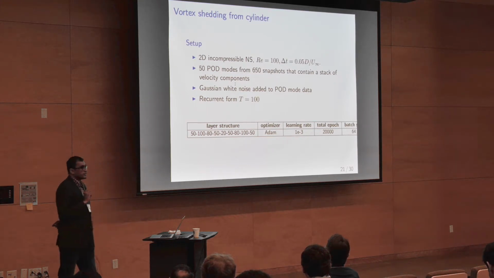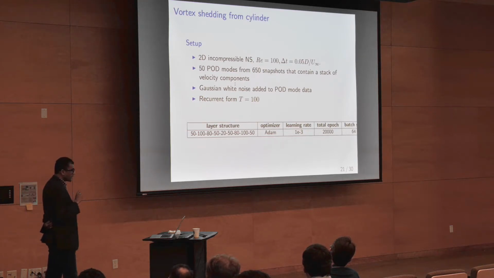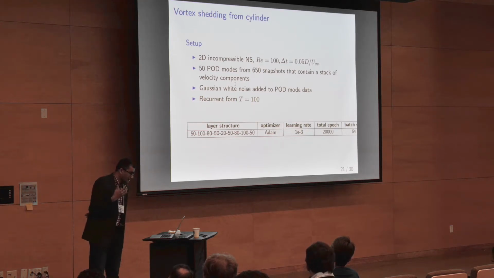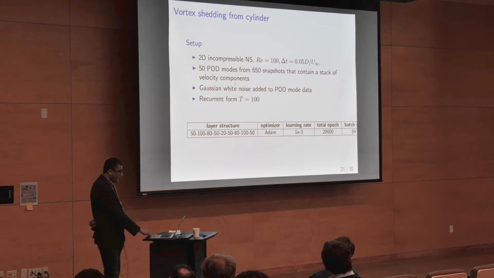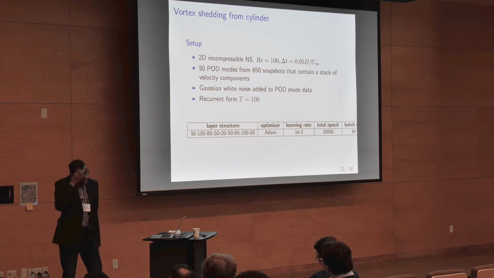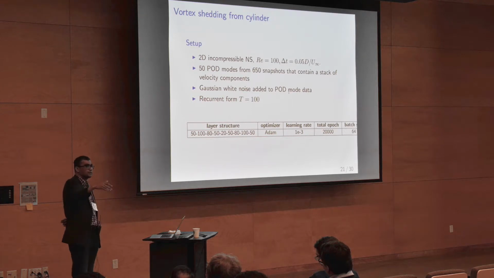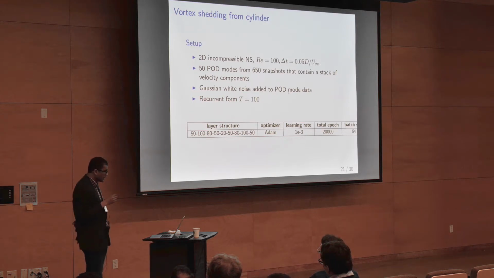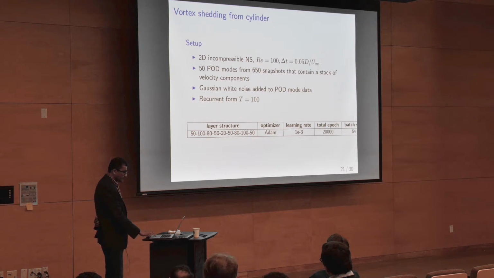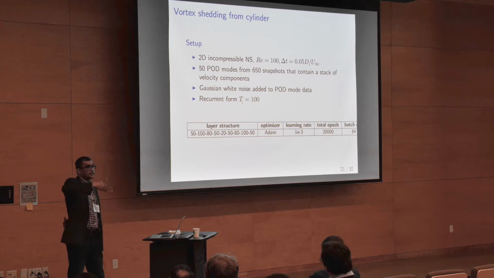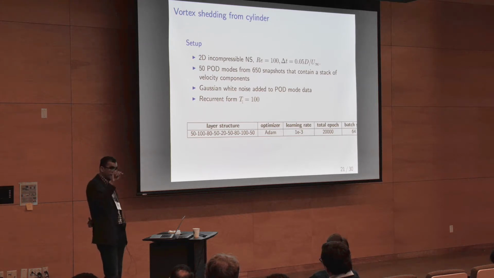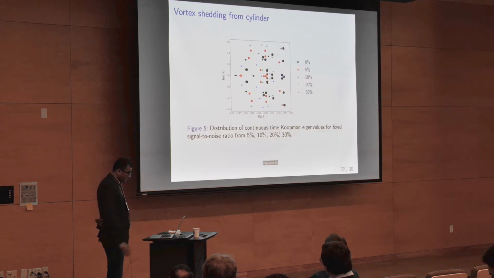Again, to make things a little more interesting and also to gauge the impact of more real-world difficulties, he added Gaussian white noise to the POD mode data. Note that he did not add white noise to the original flow solutions because that would be easily filtered by the POD, but he added noise to the POD snapshots, and he used the network in the recurrent form with 100 trajectories. So the PM that we described earlier is 100. And there is some neural network structure here.